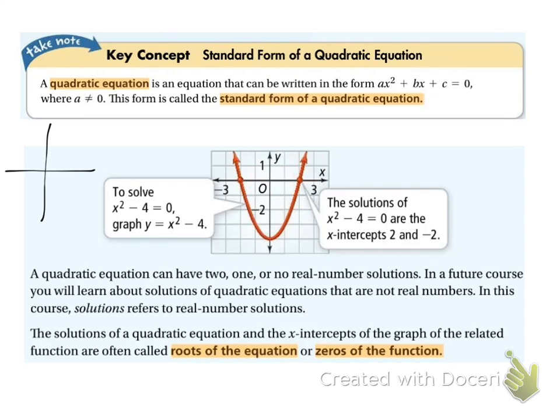So graphing that, here's 2 solutions. Here's 1 solution. And here's what no solutions would look like. It doesn't cross at all. We're calling it solutions. The other thing that you can call it is roots or zeros. Those are interchangeable.